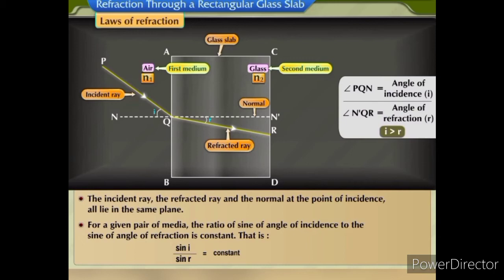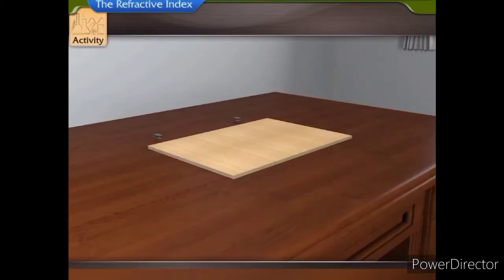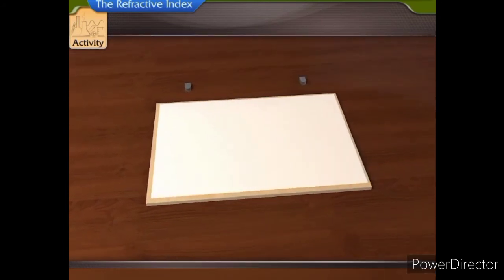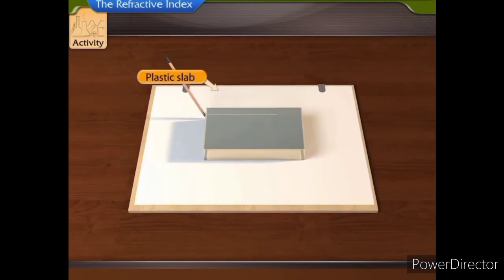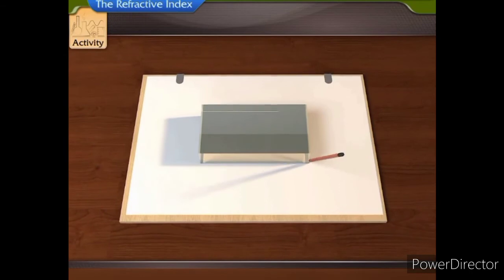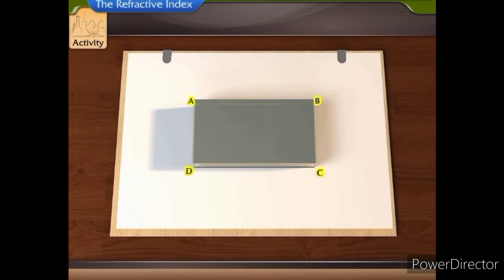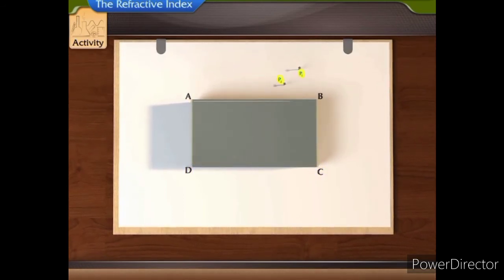Let us perform an activity to understand the concept of refractive index. The refractive index. Take a drawing board and fix a sheet of white paper on it using drawing pins. Place a plastic slab in the center and draw the outline of the slab using a pencil and label it as ABCD.